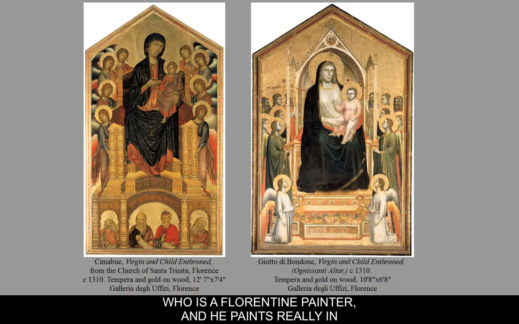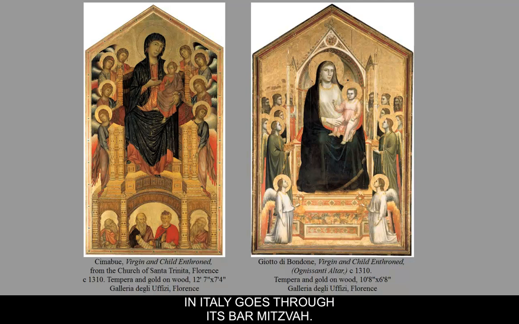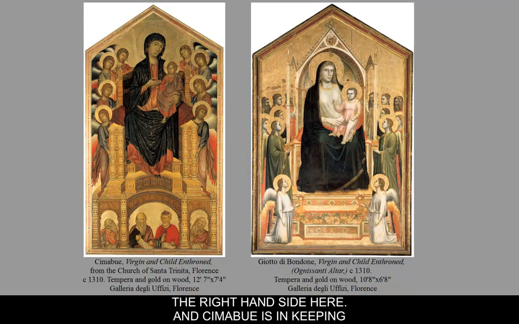And he paints really in a very Byzantine way, even though he's Italian, and he's working around 1280 to 1300 to 1310. And what I tell my students to memorize the date is 1300, and I actually tell them that this is when the artwork in Italy goes through its bar mitzvah. It makes a transition and becomes a little bit more realistic. So Cimabue was Giotto's teacher, and Giotto is represented on the right-hand side here.